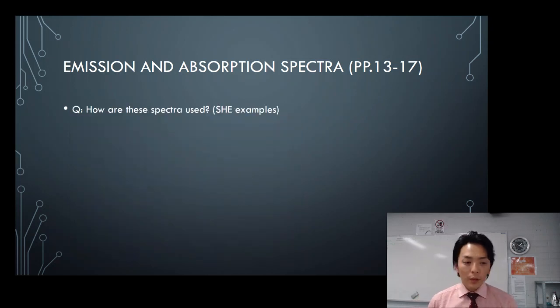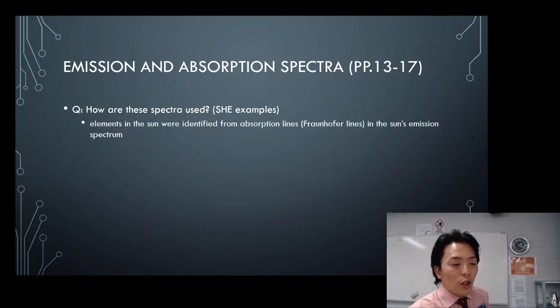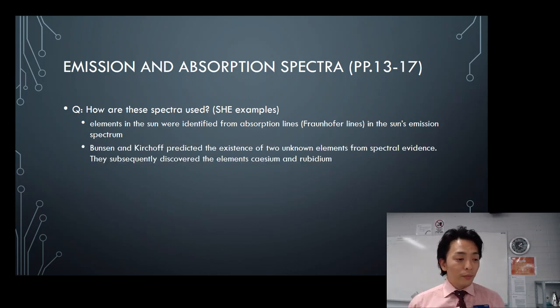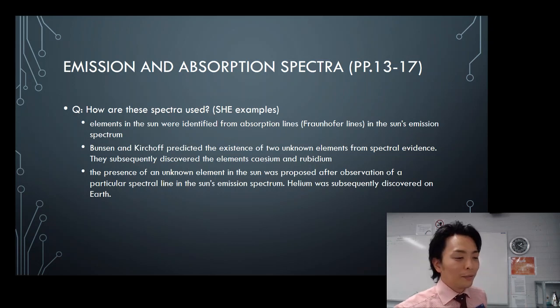All right. Last part, how are these spectra used? Elements in the sun were identified from absorption lines. Bunsen and Kirchhoff predicted that new elements exist, which happen to be cesium and rubidium. And the presence of unknown elements in the sun, was it mentioned that? Yeah, I think it was sort of mentioned. It was helium, but we didn't know back then.